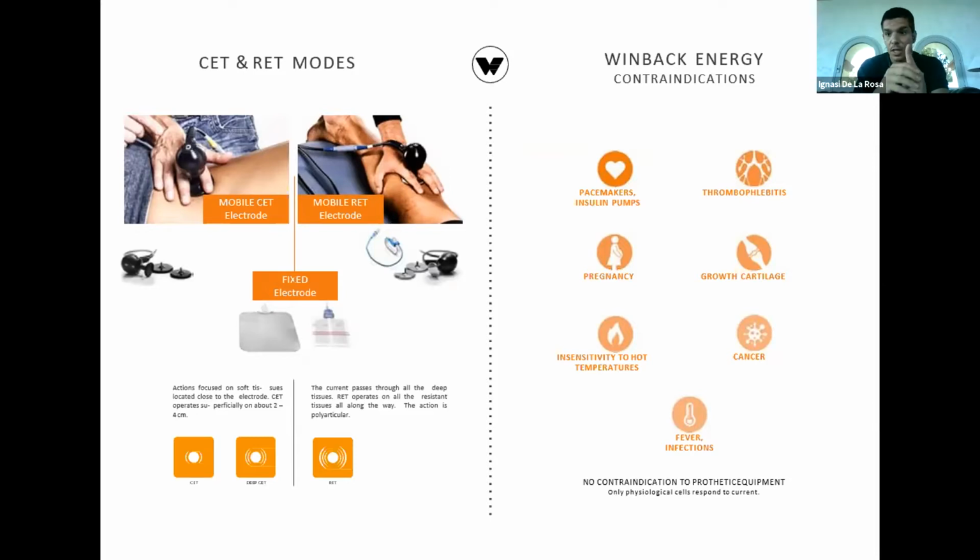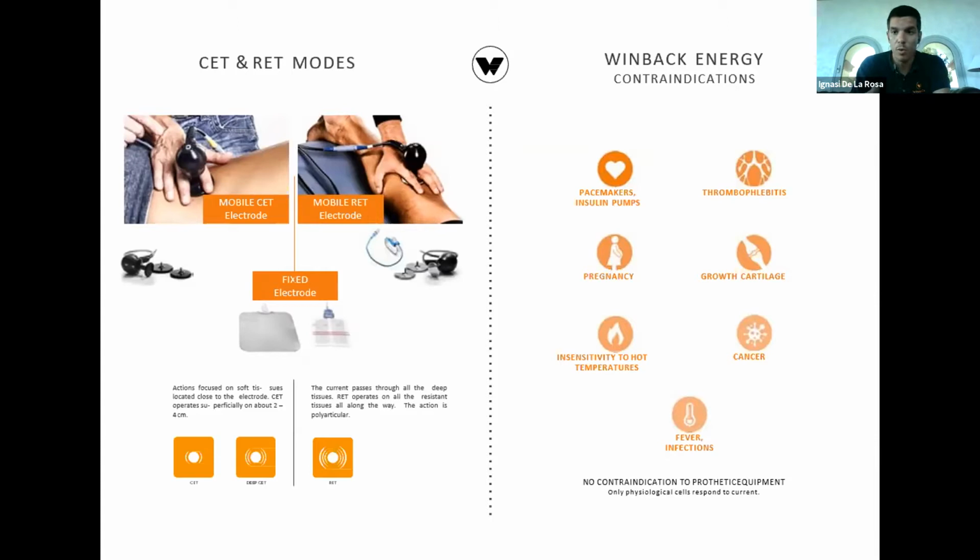But we need to keep in mind all the time that we are working on the tissue in two different ways. First of all is the biological effect, which depends on the frequency. At lower frequency, we will go deeper, and at higher frequency, we will stay on the surface. And then the thermal effect. For example, if we are working on a tissue with an inflammatory process, we will work at low temperature or athermia.